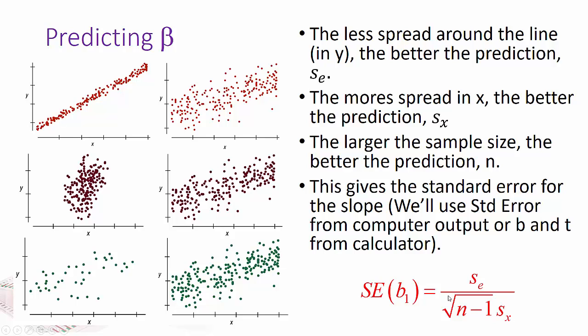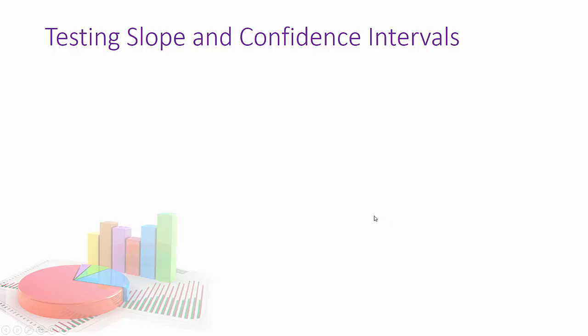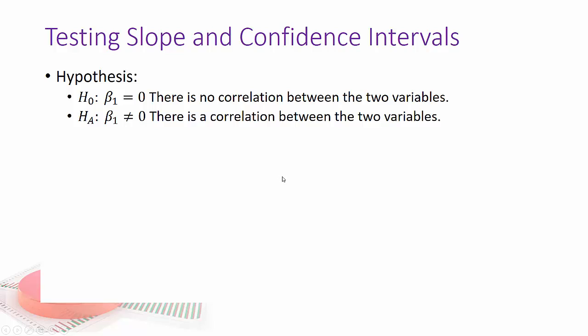The good news is you're really not going to end up calculating this. You'll either use the standard error from a computer output, which is going to be right next to the slope, or we can actually use B and T from our calculator. All right. So let's go ahead and look at how we test slope and develop confidence intervals. First of all, when we're doing a hypothesis test, the null is that there is no correlation between the two variables, that the slope is 0. The alternate is that there is a correlation and the slope is not 0.